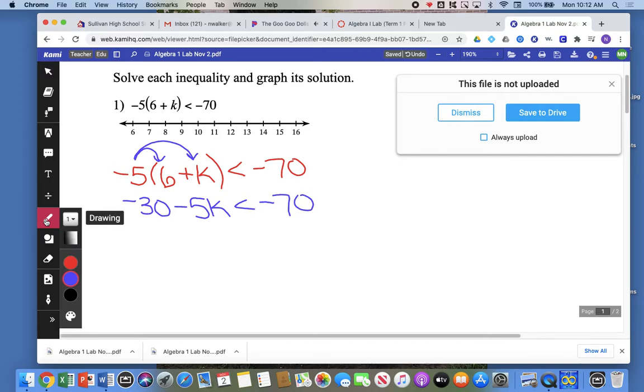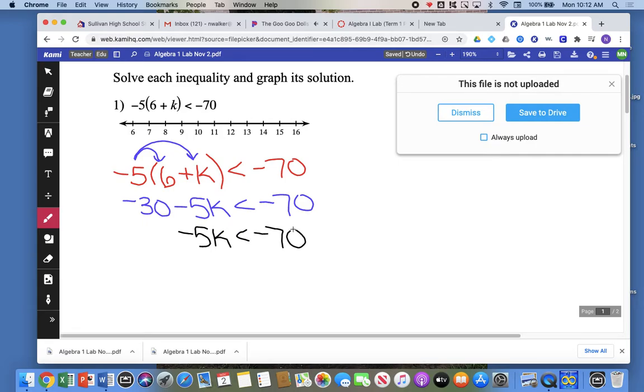So we are ready to rearrange. All right, the negative 5k is on the left. We are good to go there. Now guys, how do I move a negative 30 over to the other side? Plus 30. So then I combine negative 70 plus 30 is negative 40.